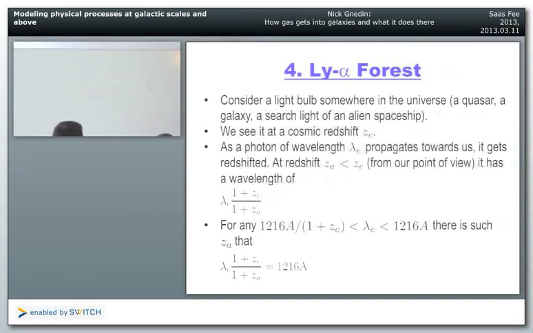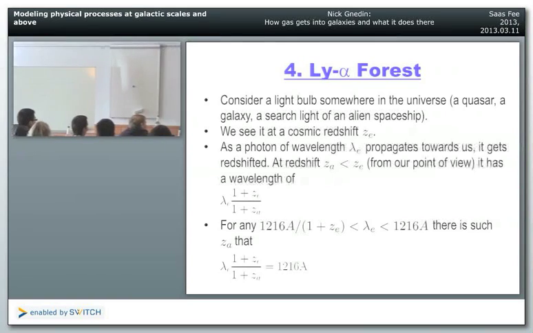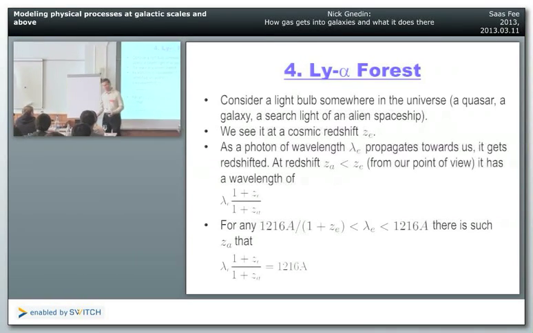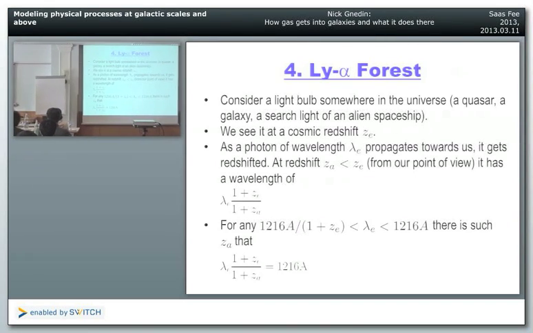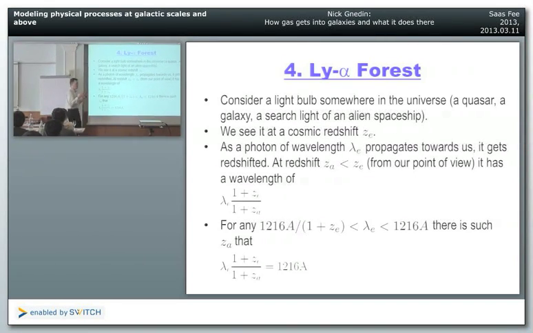What is 1216? Who knows what 1216 is? 3 people. It's the wavelength of Lyman alpha, right? It's the main line of the main element in this universe. So if you know nothing about spectroscopy, at least you should know Lyman alpha. This is the wavelength of Lyman alpha. It's a transition from n equal 1 to n equal 2 in the hydrogen atom. So if we have this photon with this wavelength, it means that at some point it redshifts to the wavelength of Lyman alpha of hydrogen.